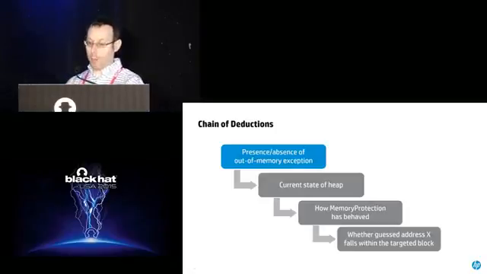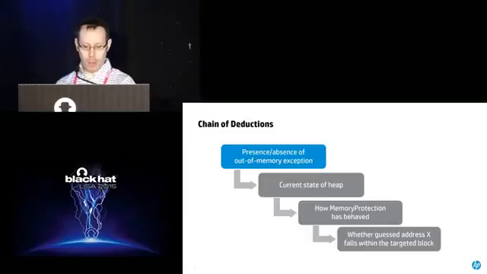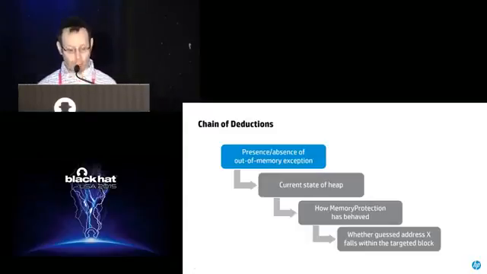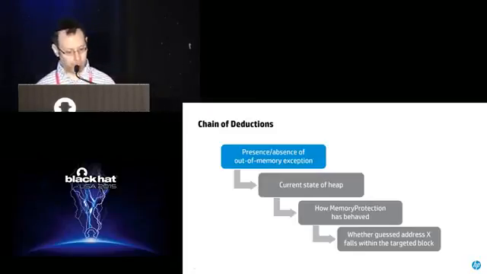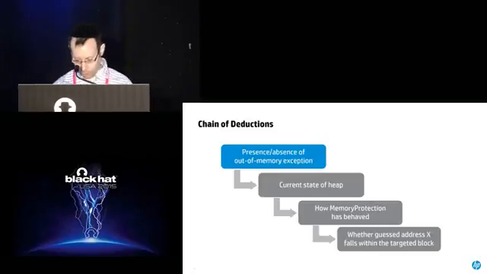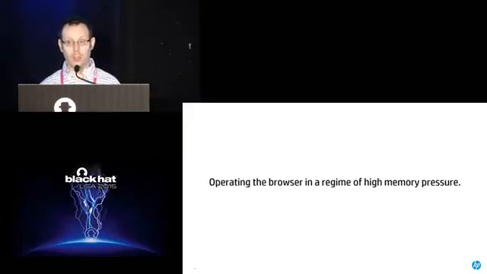Here's the whole chain of deductions we make. The presence or absence of an out-of-memory exception tells us something about the state of the heap. The state of the heap tells us something about how memory protection has behaved, and how memory protection has behaved tells us whether X falls within the targeted block. That's the high-level view. Clearly, to actualize all this, it's going to take some pretty careful setup. But here's the thing. Going back to something I'd mentioned earlier, once you start thinking about what you can do in a regime of high memory pressure, some really interesting possibilities open up.